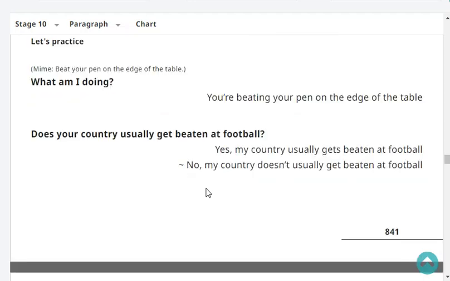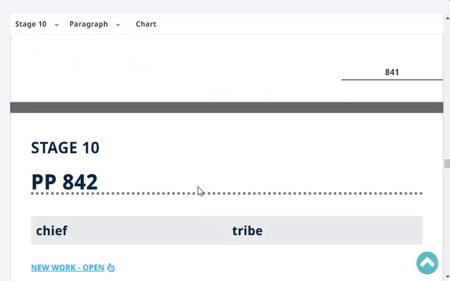Okay, what am I doing? You are beating your pen on the edge of the table. Does your country usually get beaten at football? Yes or no? No, my country doesn't usually get beaten at football.